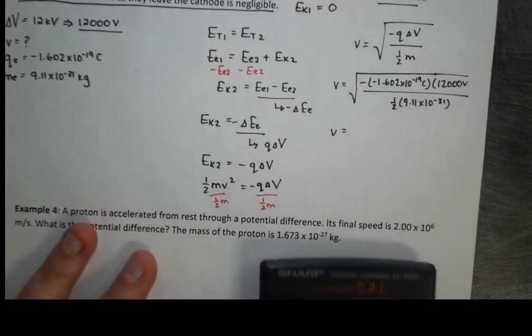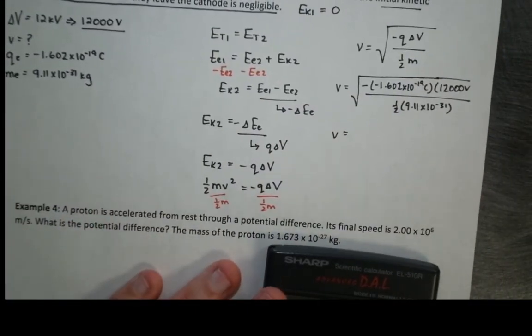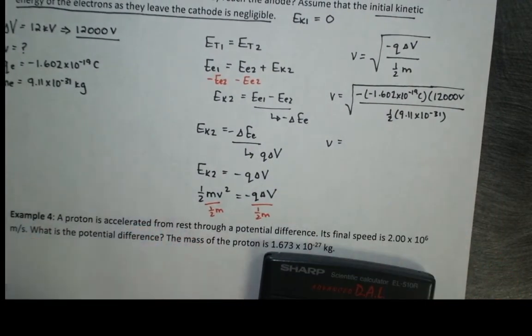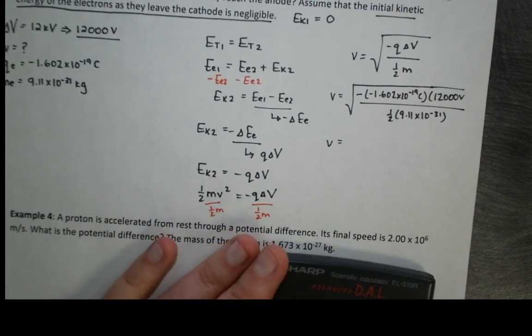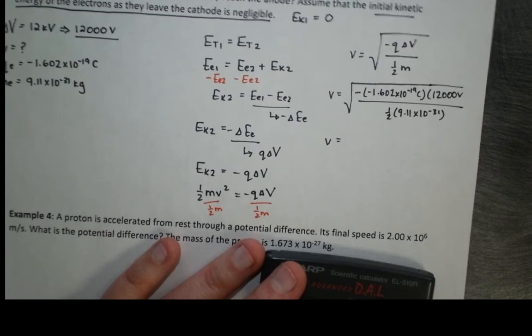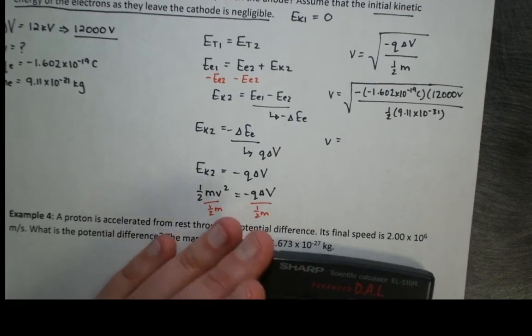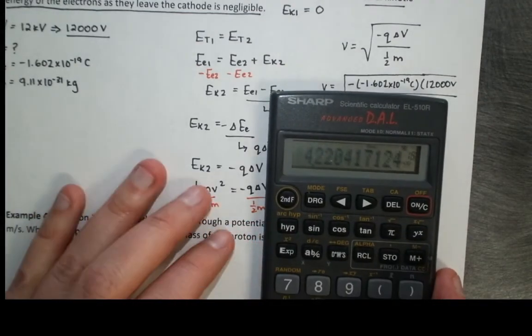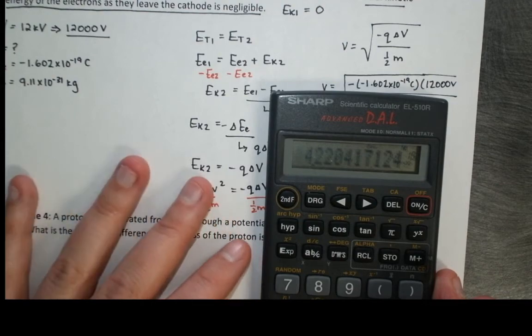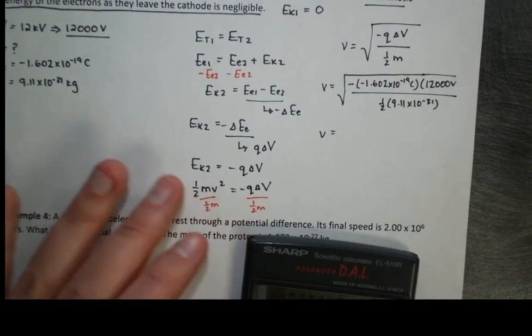All right. So the nice thing when you have it set up like this where all your numbers are already together is it makes it a lot easier to punch in. So 1.602 exponent negative 19 times 12,000 is this, divided by a half times 9.11 exponent negative 31 gives us this under the square root sign, 4.22 blah blah blah times 10 to the power of 15, but we need to square root it.